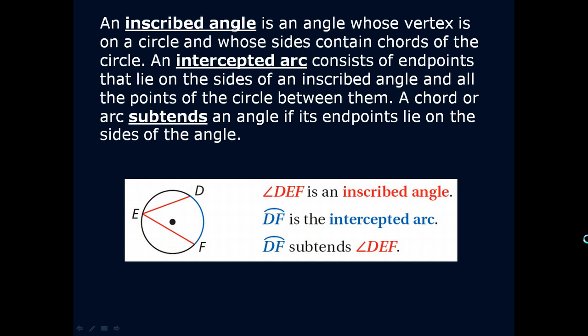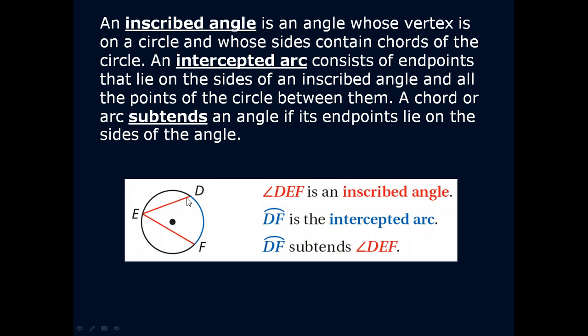An inscribed angle is an angle whose vertex is on a circle and whose sides contain chords of the circle. An intercepted arc consists of endpoints that lie on the sides of an inscribed angle and all the points of the circle between them. A chord or arc subtends an angle if its endpoints lie on the sides of an angle.